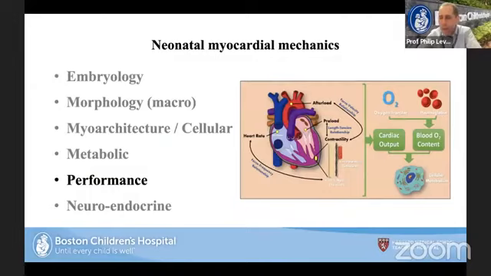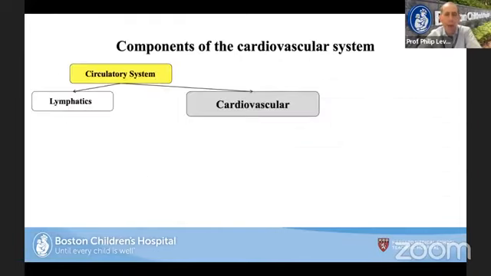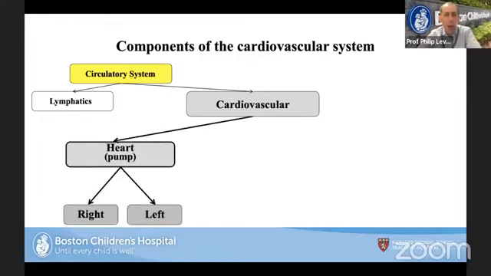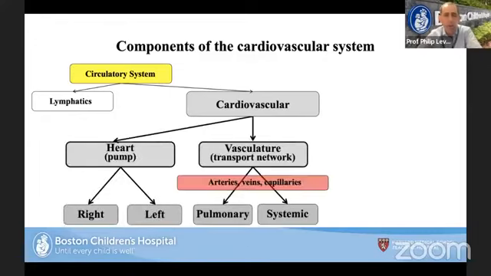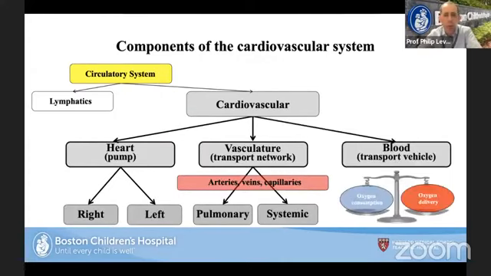Let's go into performance. And this is really the crux of the talk, to understand and then translate into your real world practice. I want to take everyone back to the basics. The components of the cardiovascular system beyond the circular system are threefold. You have the heart that acts as the pump. You have the vasculature or the transport network bringing the blood or the transport vehicle to the pulmonary system and the systemic circulation. And the goal is cellular homeostasis. It's a balance between oxygen consumption and oxygen delivery.